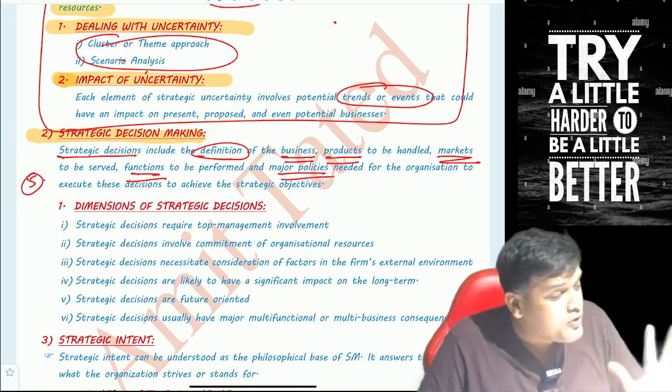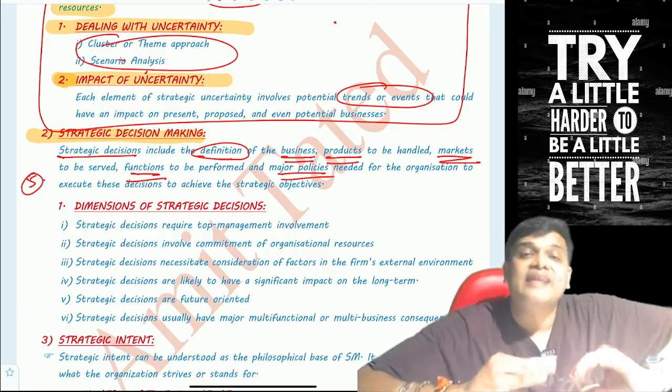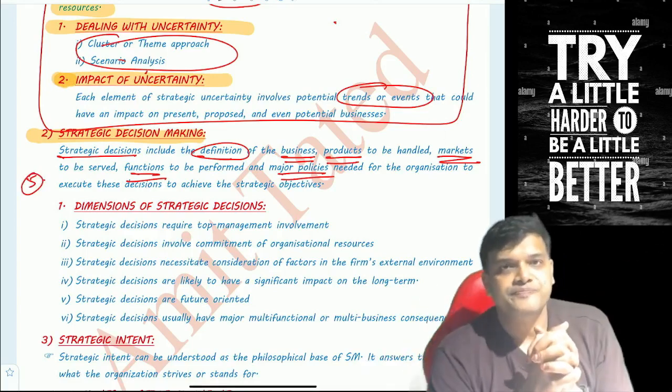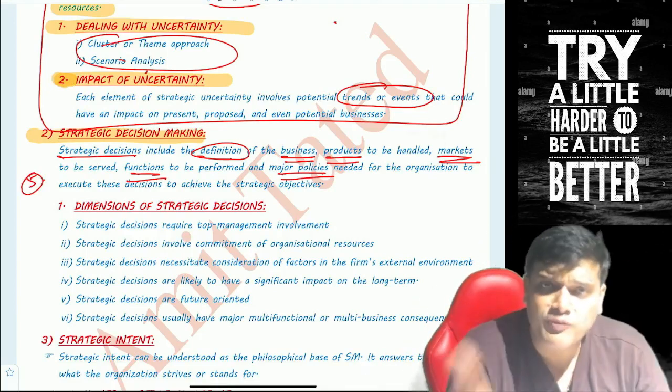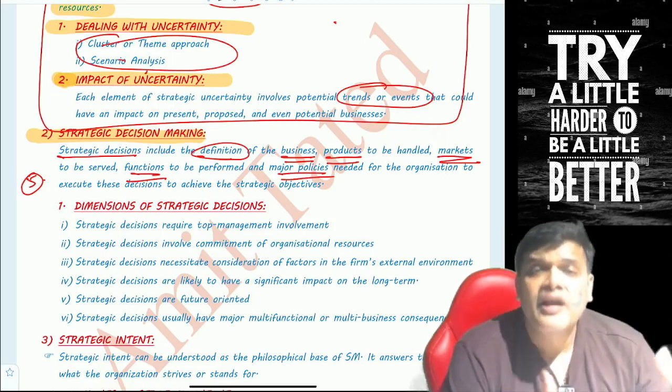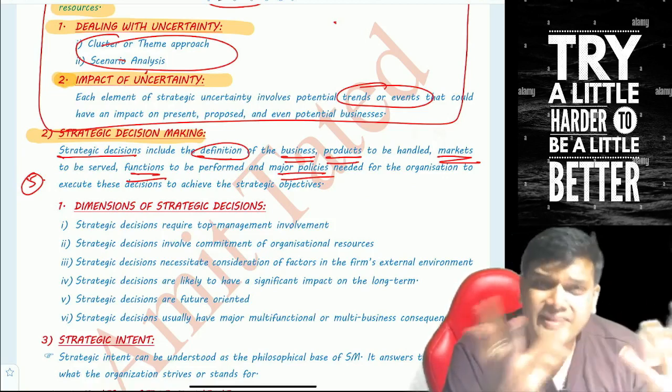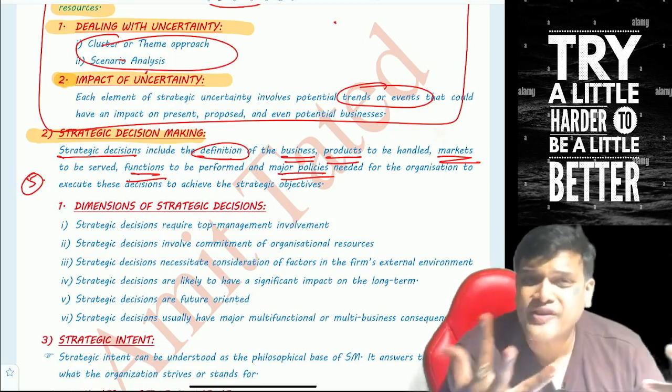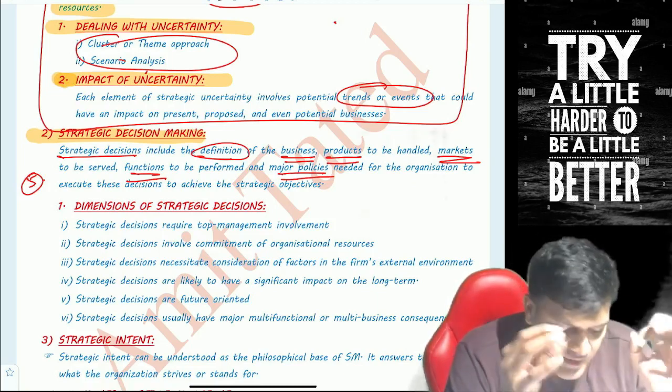Out of these 5, we need to select one. In this 5, selection needs to be done. This is called strategic decision making. If I need to select one product out of 2 products, that is strategic decision making. If I need to select one market out of 3 markets, strategic decision making. If I need to select one function out of 5 functions, strategic decision making. Strategic decision making means 5 things.